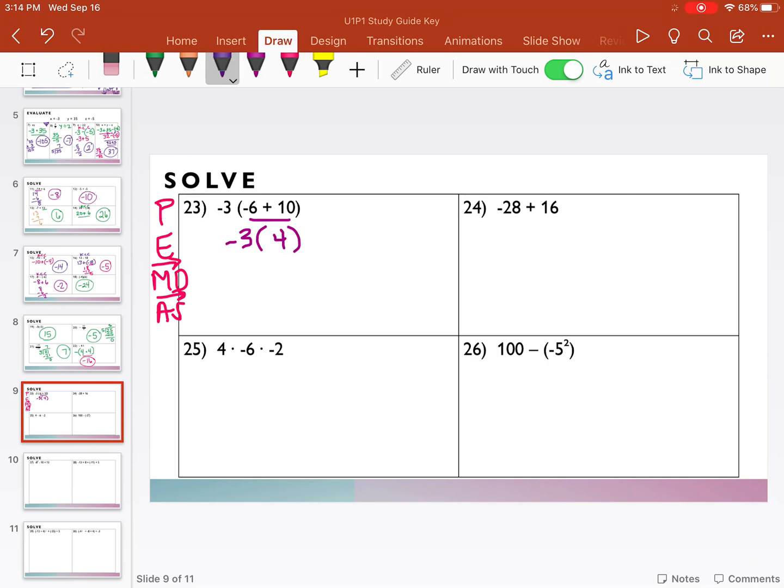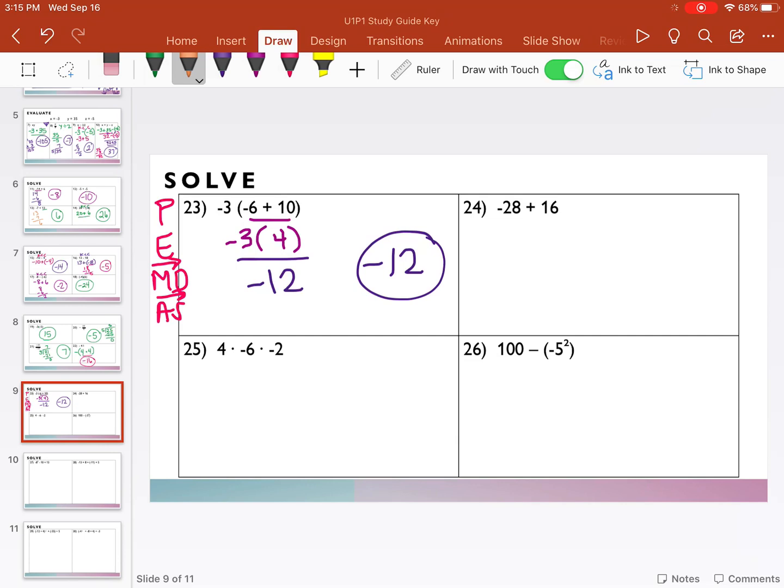Bring everything else down. Then I have negative 3 times 4, remember this is multiplication, so 4 times 3 is 12, negative times positive is negative, so I get negative 12 for my answer.